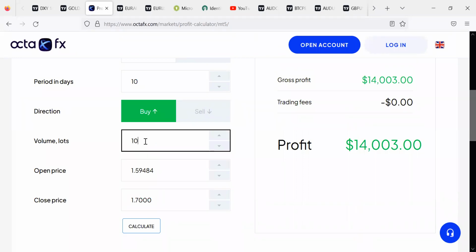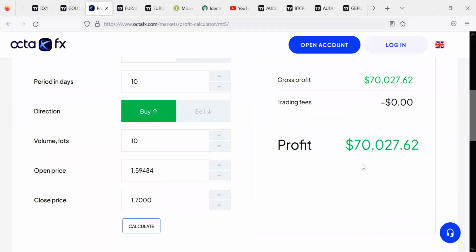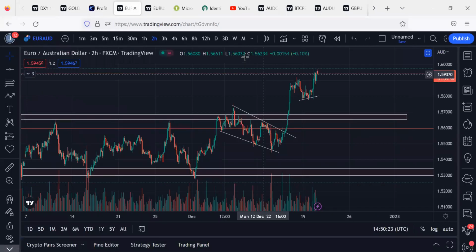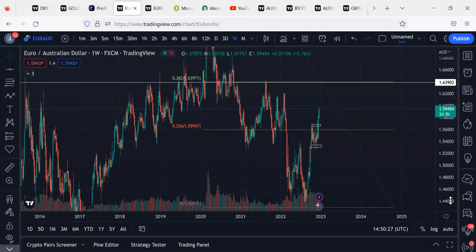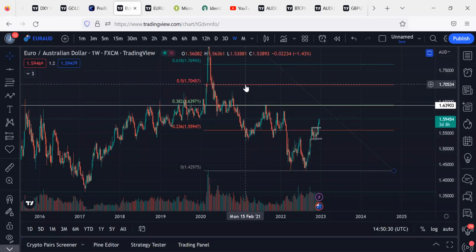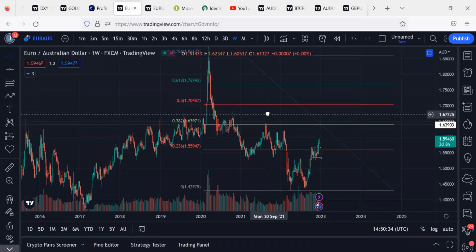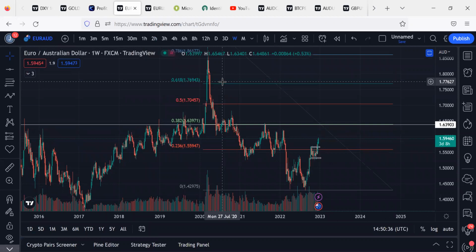So just imagine I'm using 10 lots, which I intend to start using now. I can get a $70,000 swinging this trade to the upside. I'm stopping there, which might not even stop there because if we go back to our weekly time frame, there is room for more upside to even 0.5, which is about 0.6, which is a very good trade. So just flow the market, flow the market. Is there any other thing?